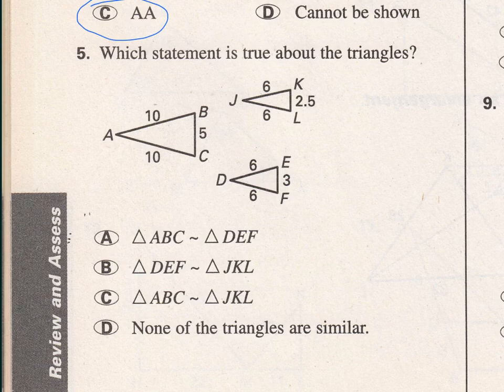Number 5, which statement is true about the triangle? So you got 3 triangles listed there. Now, your choices A, B, and C are just saying if they're similar. If you want to determine whether or not they're similar, remember, you need to check the scale factor. So you got to find corresponding sides. So I'm going to say, okay, well, 10 corresponds to 6. So 10 over 6, if you put that in your calculator, that reduces to a scale factor of 5 over 3. Now, if I get that kind of scale factor everywhere else, then those 2 triangles would be similar. So you got to test each one that they're checking in those answers and see if the triangles are similar.